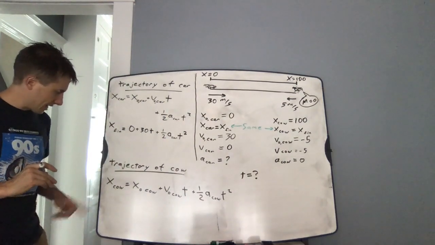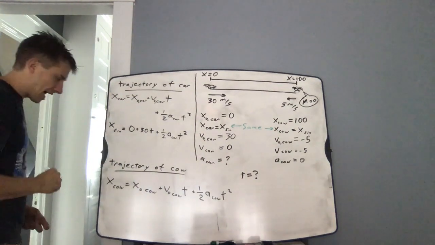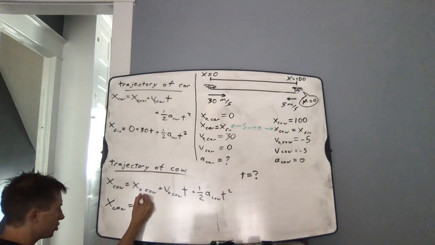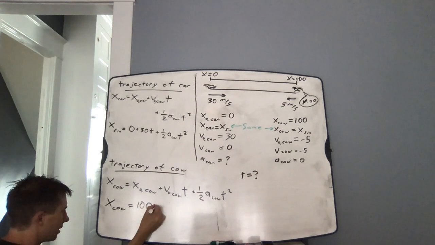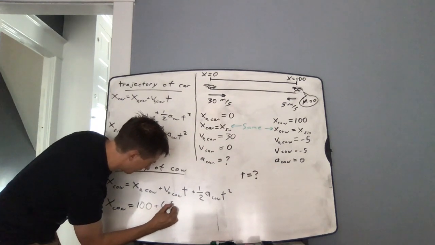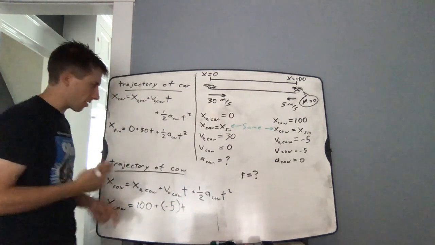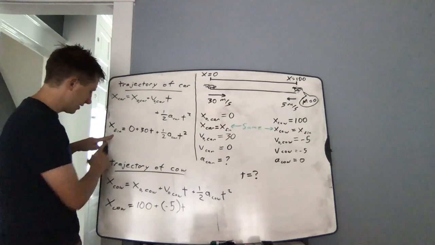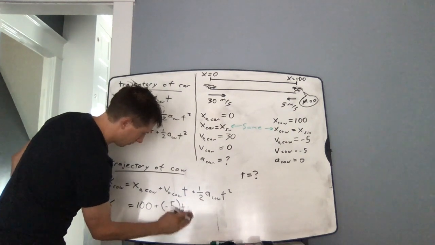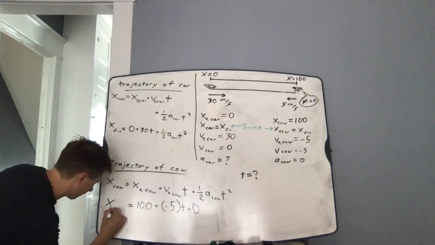Now let's look at the trajectory of the cow. Let's see what we could plug in. So the final position of the cow, I can write as x cow. The initial position of the cow is 100 meters. The initial velocity of the cow is -5. So -5 times t, for the time that the car and the cow are at their final position. And then the acceleration of the cow is 0, so I just get +0. And I accidentally wrote x cow again. I meant to write x final.